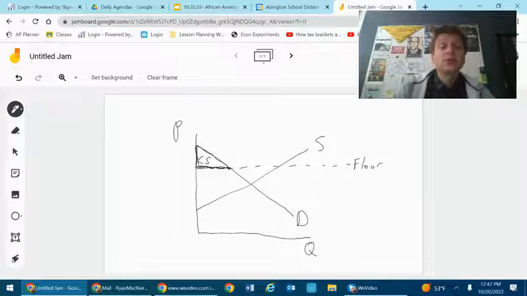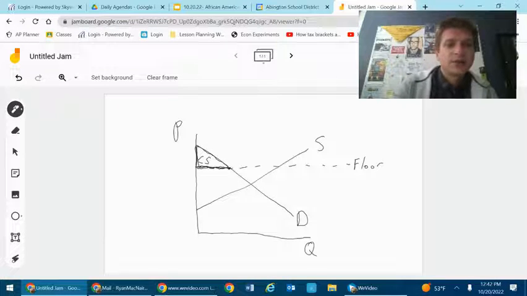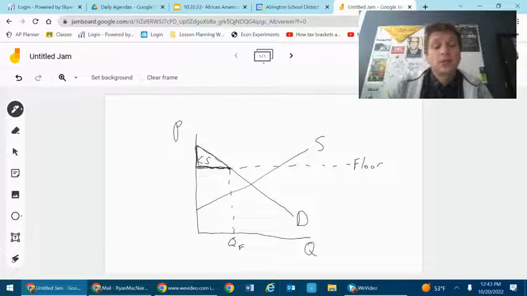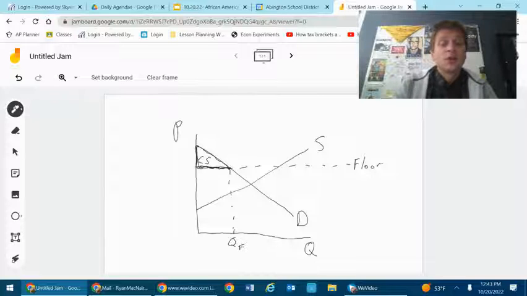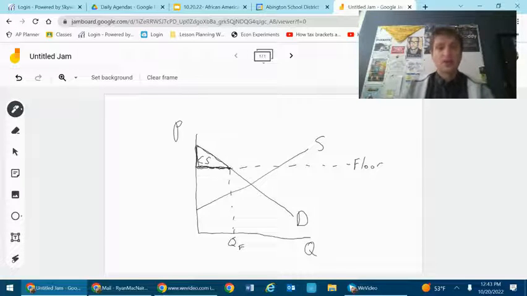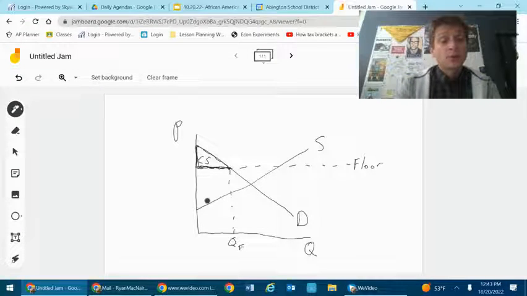Where we run into some issues now is producer surplus. It's not found exactly the same way as we found it before, but the concept is similar. So here we have to remember that we don't sell beyond this quantity. That is our floor quantity. We don't sell beyond that quantity because nobody wants to buy more than that quantity at that price. So since we don't sell beyond that quantity, it affects our producer surplus.